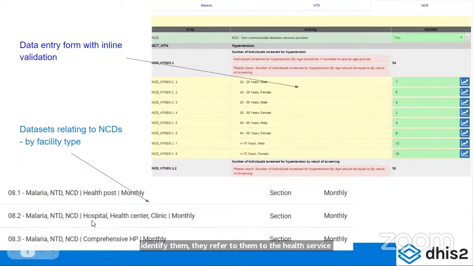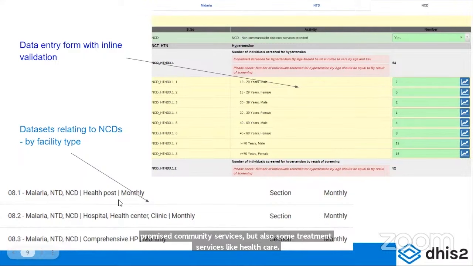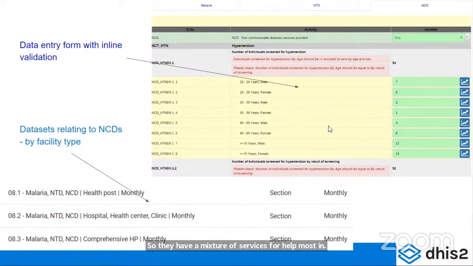So the health centers, the hospitals, and the clinics have another form. They focus not only on screening, but also on treatment and cohort follow-up. Another one, we have a new kind of facility being introduced in 2023. That is an elevated type of health post that performs not only community services, but also some treatment services like health centers. So they have a mix of services of a health post and a health center. So this is the way the data is collected.